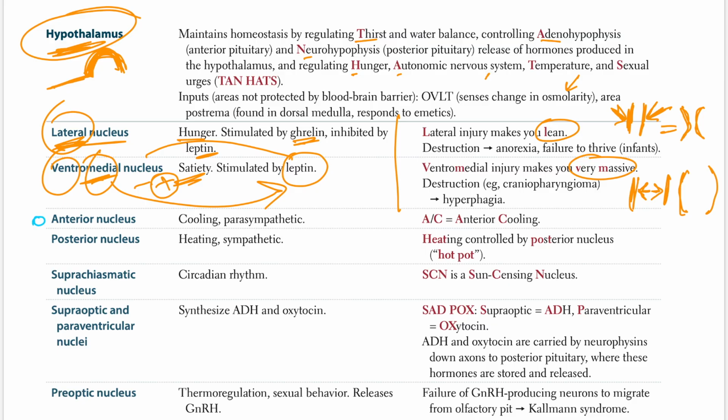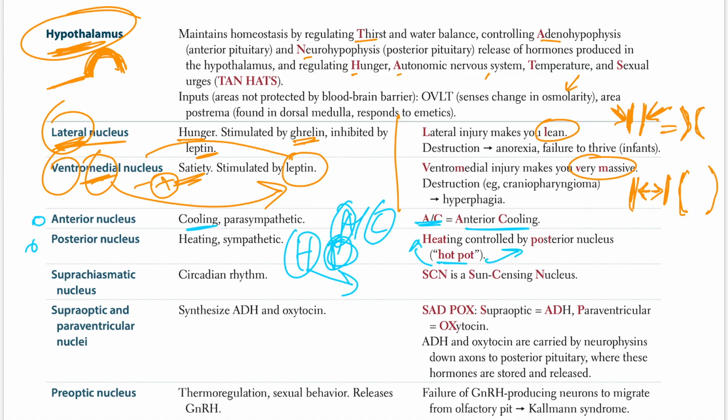Now looking at the next one, anterior and posterior nucleus. The anterior nucleus, AC, anterior cooling, is for cooling purposes. It maintains the cooling. The posterior nucleus is about hot pot. What is hot pot? H for heating, P for posterior. Hot pot, posterior. AC, anterior cooling, hot pot.